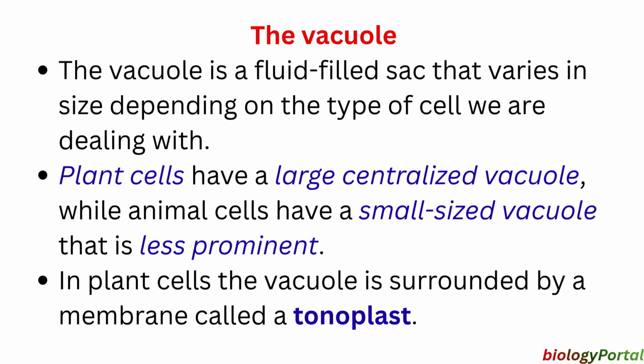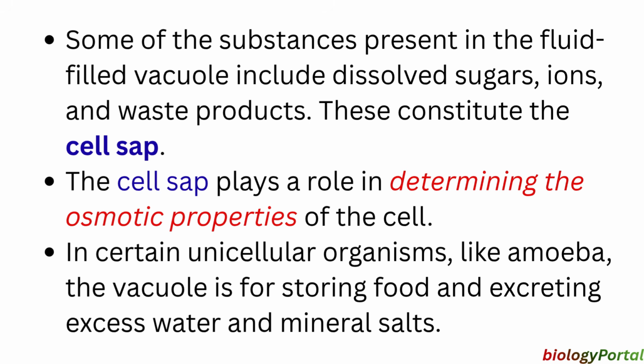The vacuole. The vacuole is a fluid-filled sac that varies in size depending on the type of cell we are dealing with. Plant cells have a large centralized vacuole, while animal cells have a small-sized vacuole that is less prominent. In plant cells, the vacuole is surrounded by a membrane called a tonoplast. Some of the substances present in the fluid-filled vacuole include dissolved sugars, ions, and waste products. These constitute the cell sap. The cell sap plays a role in determining the osmotic properties of the cell. In certain unicellular organisms, like amoeba, the vacuole is for storing food and excreting excess water and mineral salts.